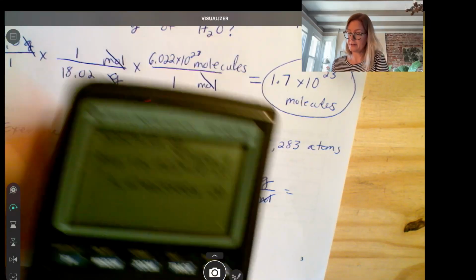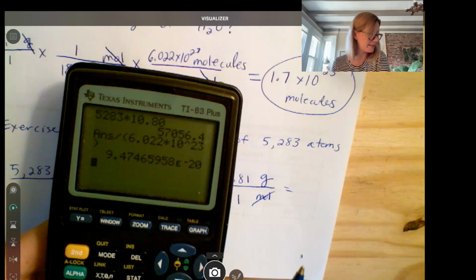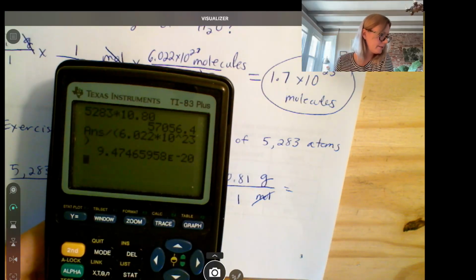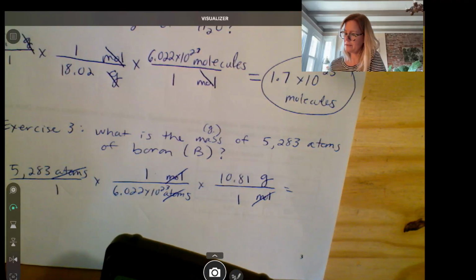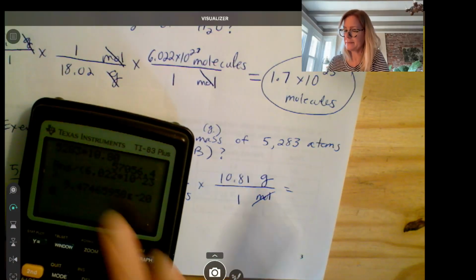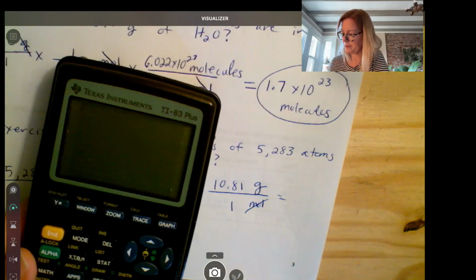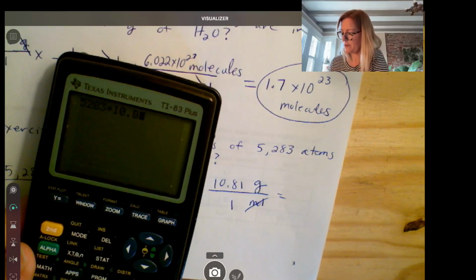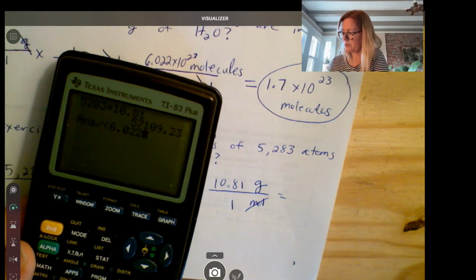We're going to round that off. Again, pay attention to the E. The answer is not just 9.483. Or sorry, did I get this right? 5,283 times... Oh, wait. Let me back up. I did 10.80. I knew my answer was a little bit off. I should have done 10.81. Okay, so 5,283 times 10.81 divided by open parentheses 6.022.